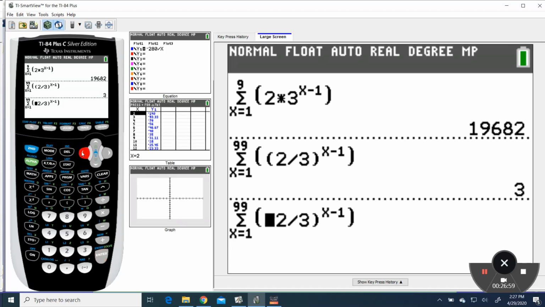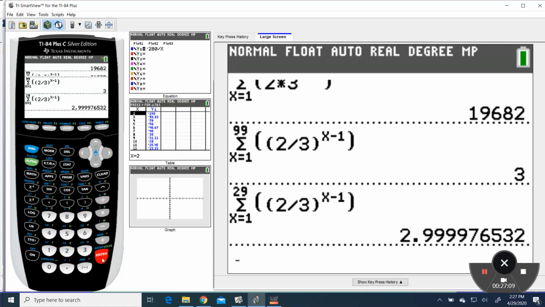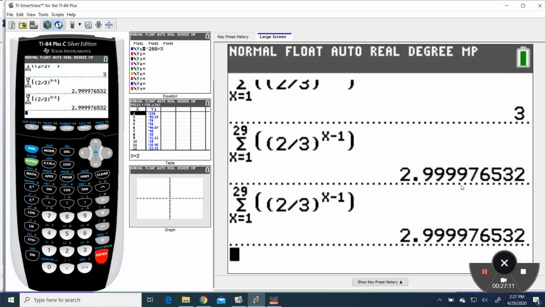Speed processes up a little bit. Let's just try what happens if you would have put a 29 in there instead. So 29 gives you 2.99. So not quite as good as 99.